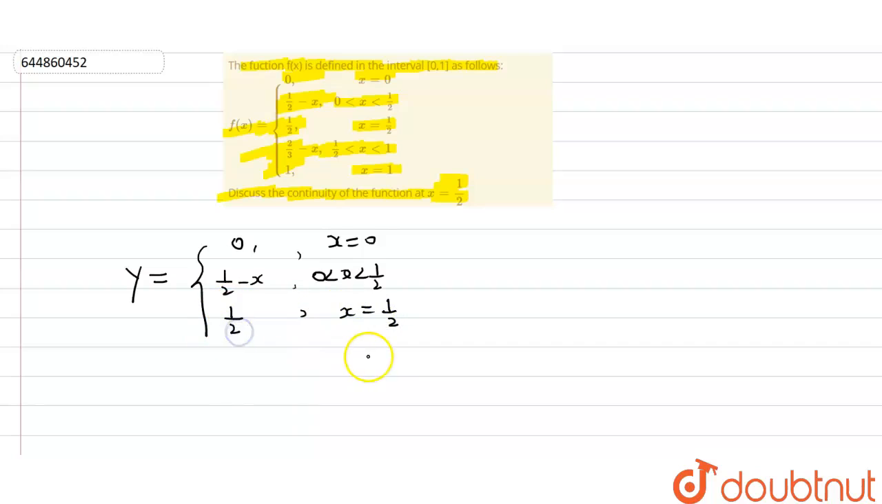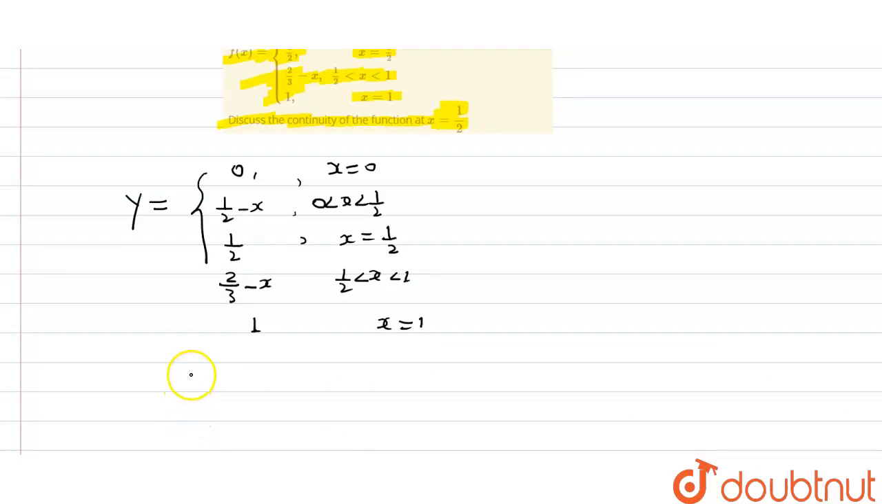Basically, we have to check the continuity of the given function at x equal to 1 by 2. So here y is equal to 0 at x equal to 0; for x between 0 and 1 by 2 it is 1 by 2 minus x; at x equal to 1 by 2 it is 1 by 2; for x between 1 by 2 and 1, f of x is 2 by 3 minus x; and at x equal to 1, f of x equals 1. Basically, you have to check continuity at x equal to 1 by 2.